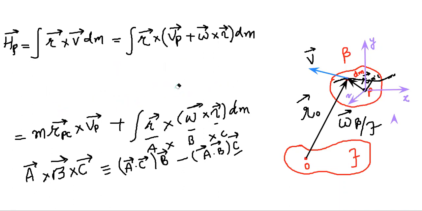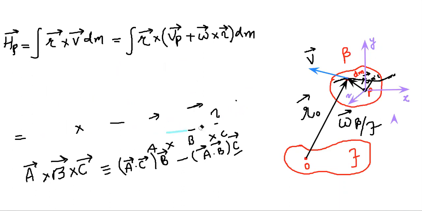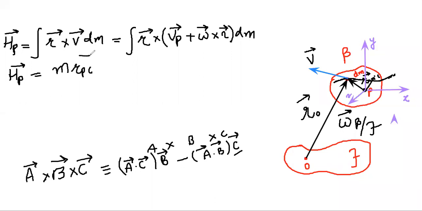The expression that we will obtain will be: H_P, the angular momentum vector, is equal to M times R_PC cross the velocity of point P, plus the integral of R cross (omega cross R). This is what we are trying to solve.